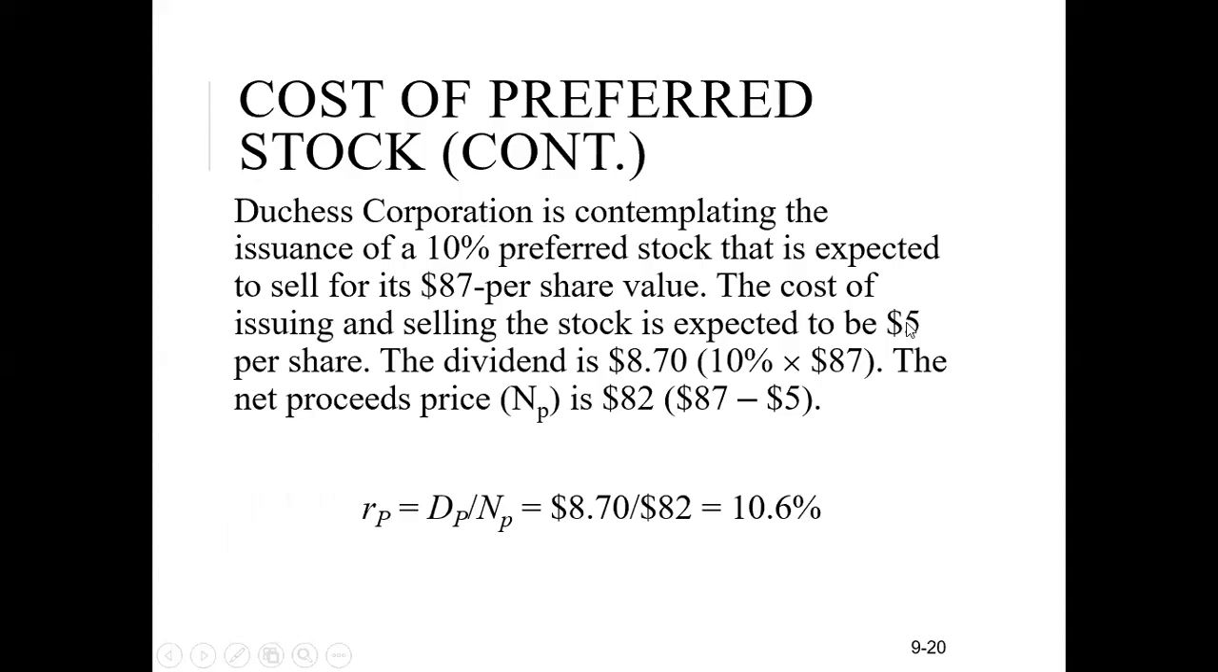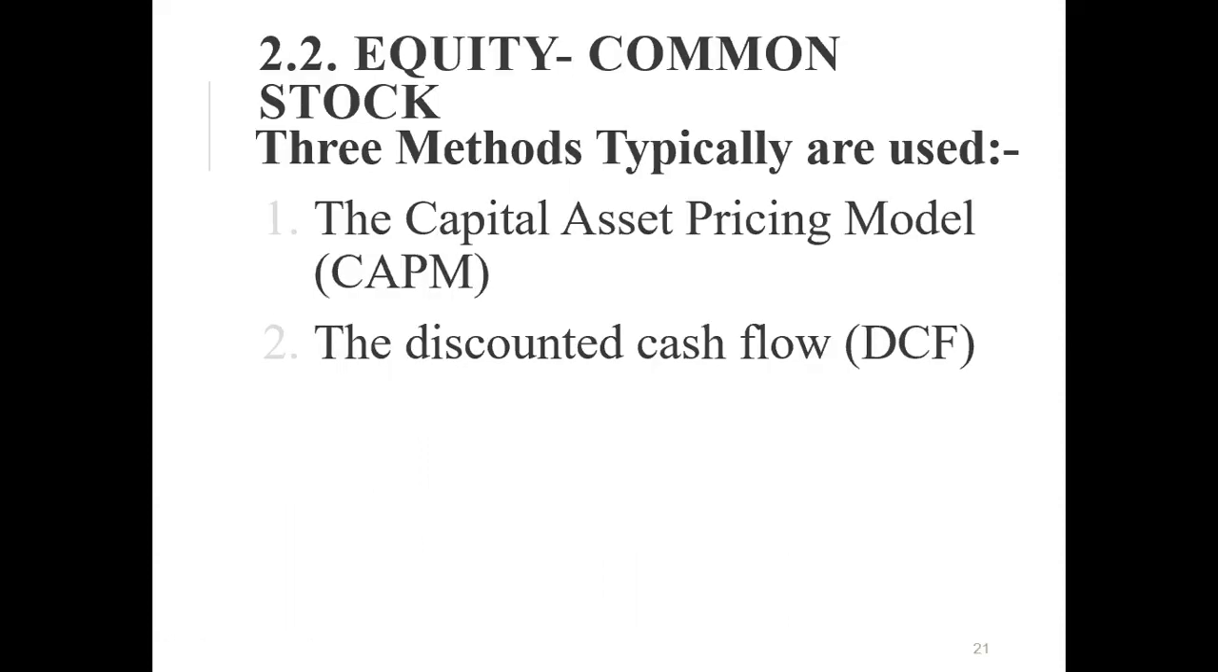So let's go for another example here. A corporation is contemplating an issue of 10% preferred stock. So this is giving me the value of the dividends, 10% preferred stock. The value of the share is $87. So 10% times $87 will give me 8.7. So this is the 8.7. How much is the flotation cost? The flotation cost is just $5, so from the 87 to 82, and then it will give me the cost of the preferred stock.